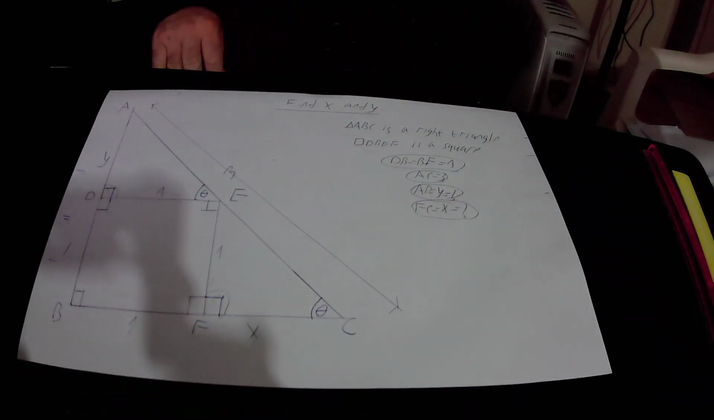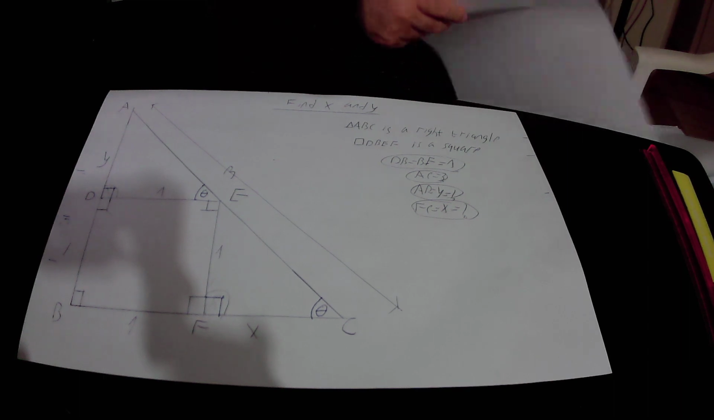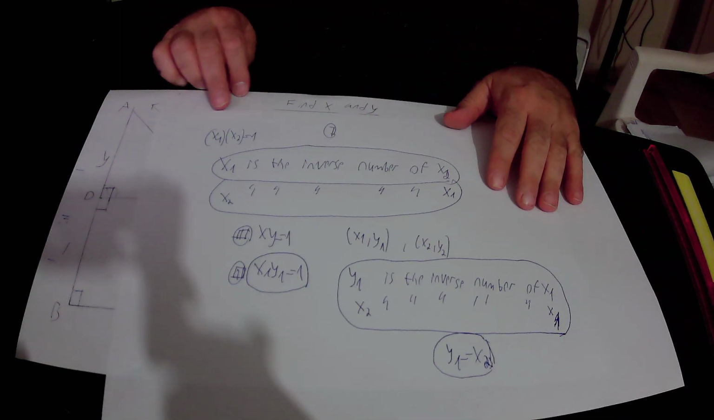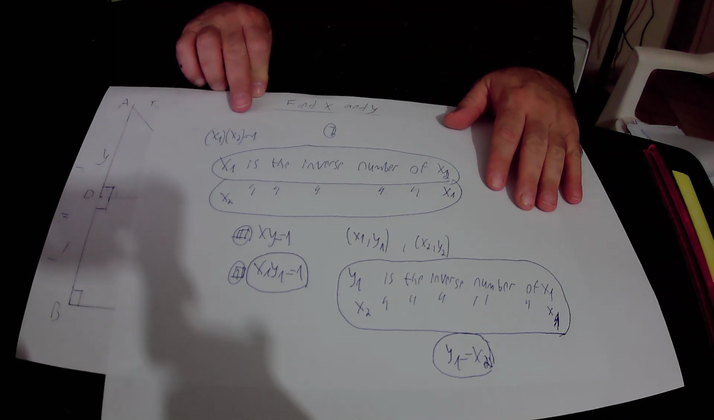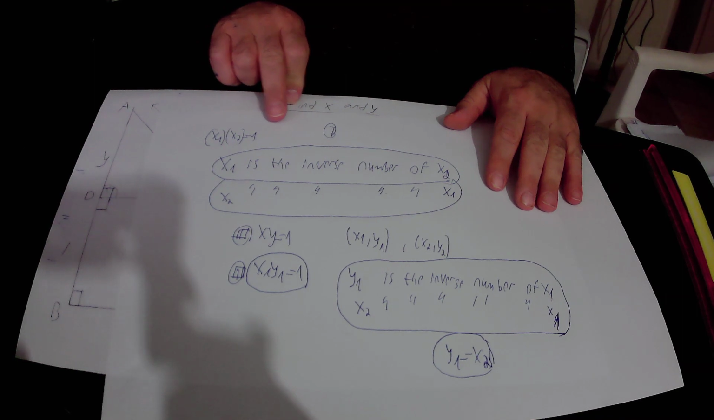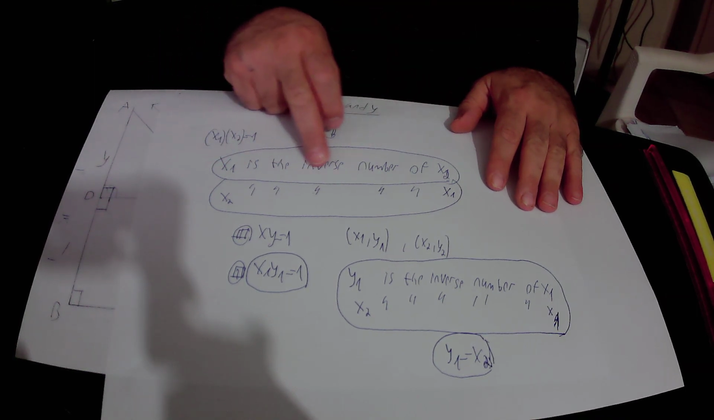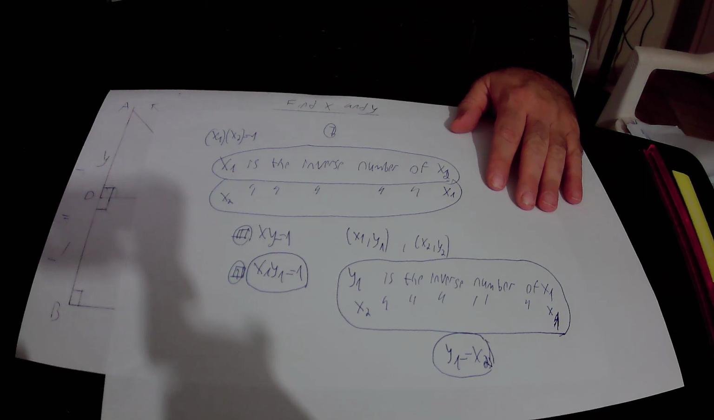x1 times x2 is 1. What does it mean? If x1 times x2 is 1, it means that x1 is the inverse number of x2, and x2 is the inverse number of x1. Okay?